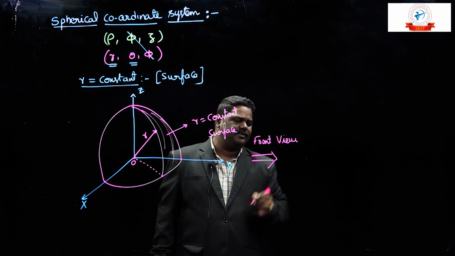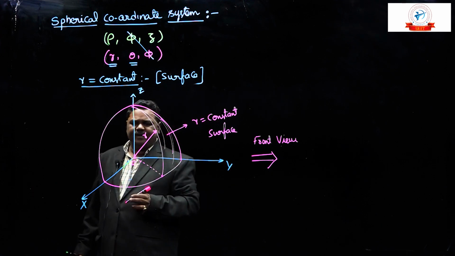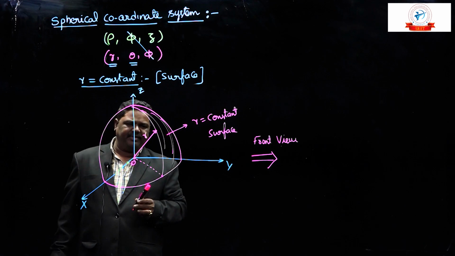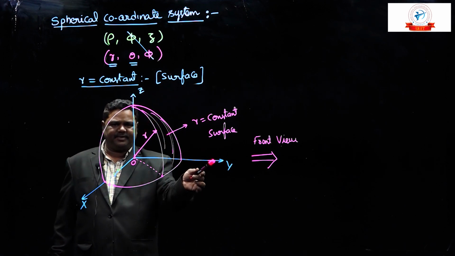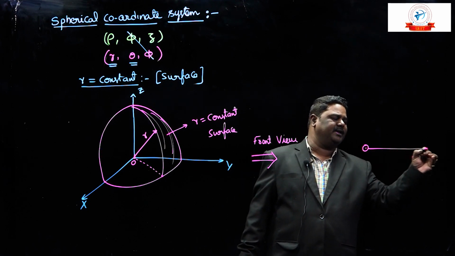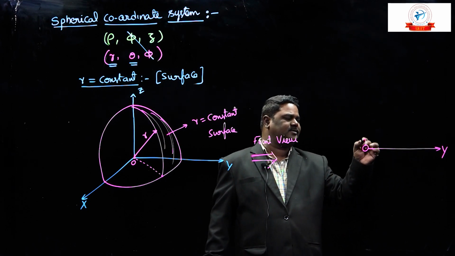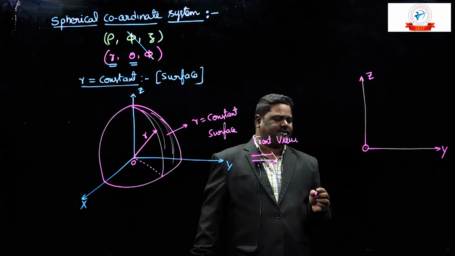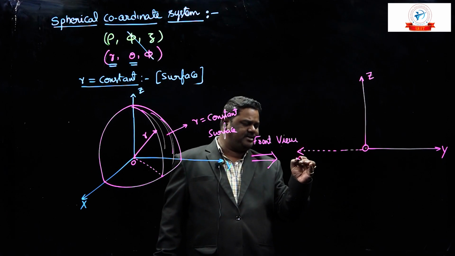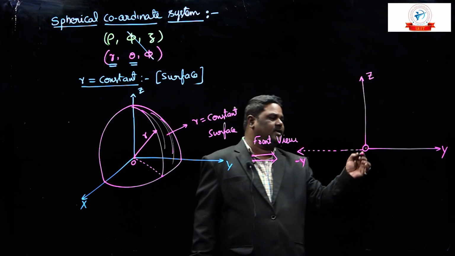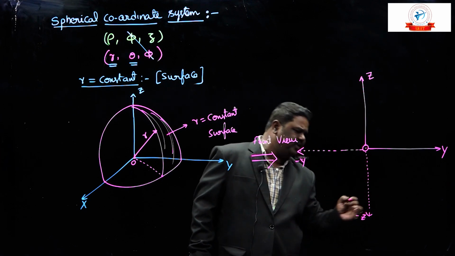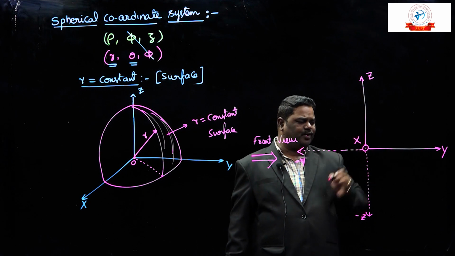Here I am going to consider the front view. First, what is the front view of the coordinate axes? In the front view, we can observe the YZ plane. This is the y axis and this is the z axis. And I am going to draw here the negative y axis and negative z axis. The x axis is outwards from the board or paper.